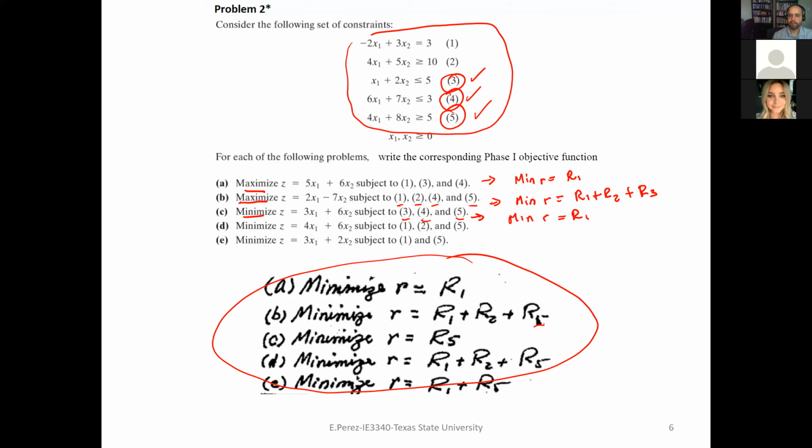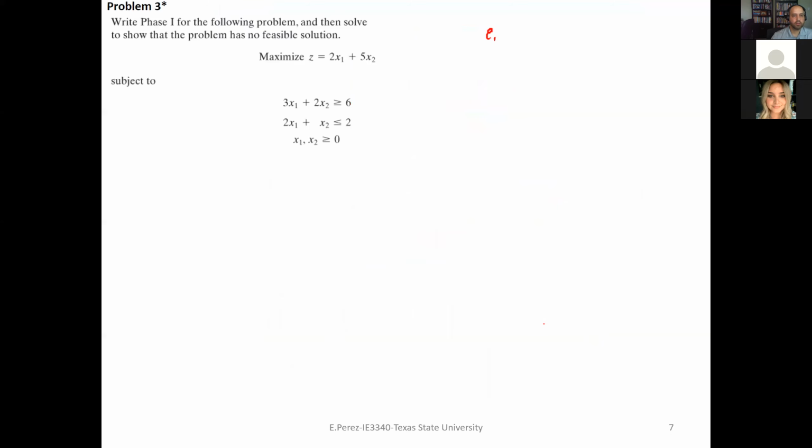Okay, so we have another problem here related to this two-phase method. This one says write phase one for the following problem and then solve to show that the problem has no feasible solution. So let's look at the solution for this problem. We have maximization of 2x1 plus 5x2 subject to these two constraints.